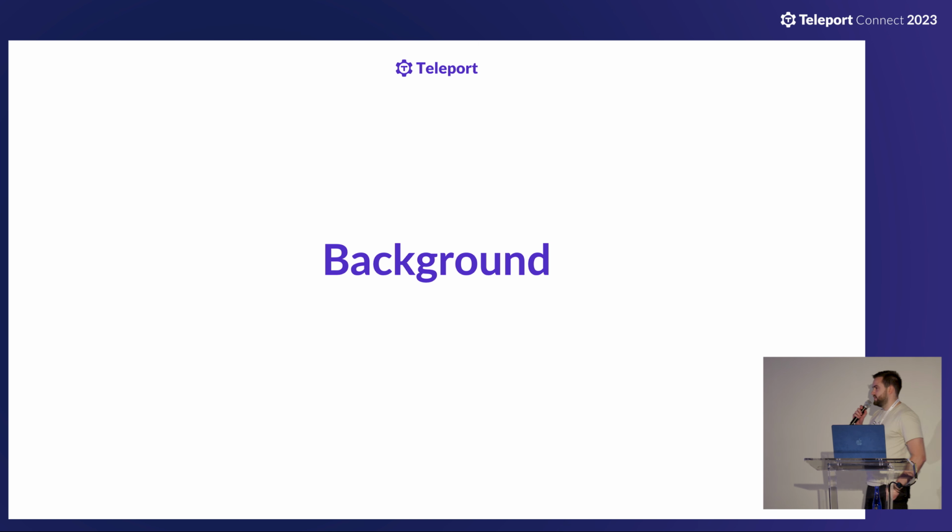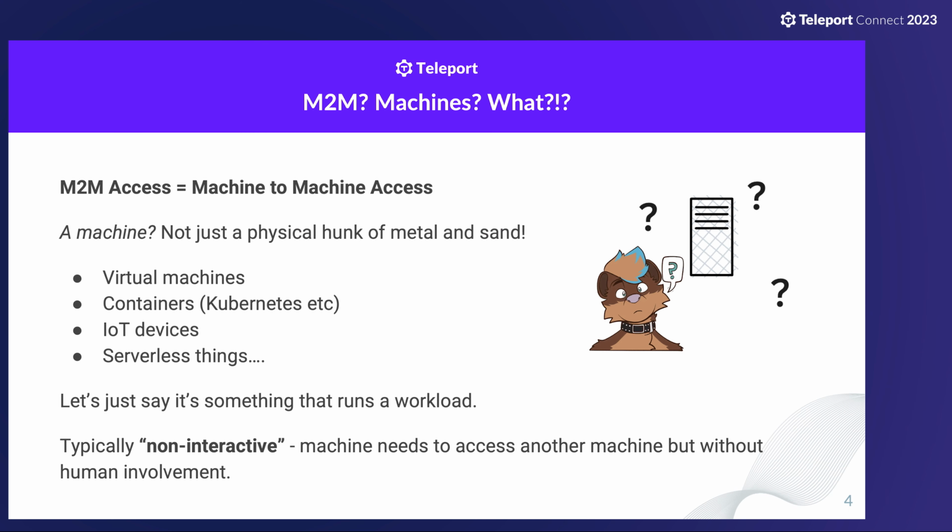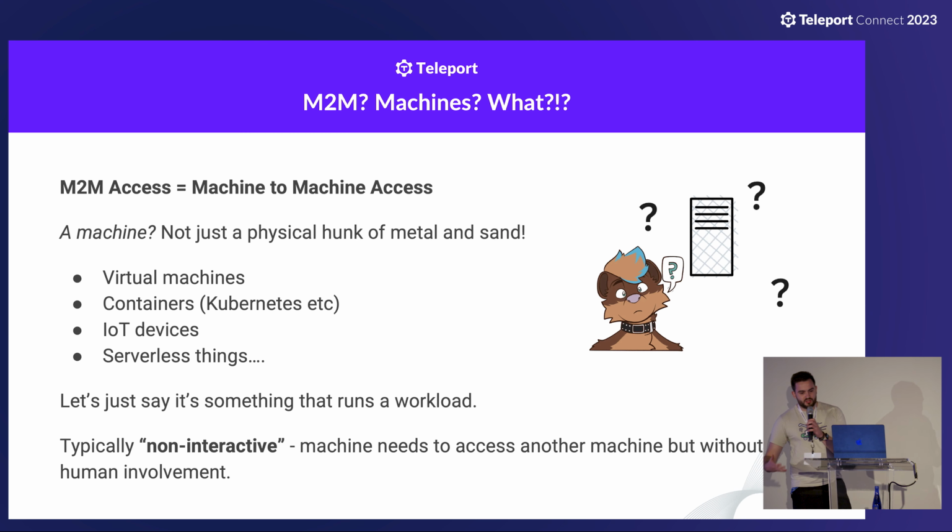Before we can talk about Machine ID, we have to talk a little bit about the space that it operates in, and that is machine-to-machine access. We have to talk about what is a machine. We're no longer talking about that physical box we keep under our desk or in a server rack somewhere. We're talking about virtual machines, containers and IoT devices. And now, these days, we're even talking about serverless. It may well be easier to just describe a machine as something that runs a workload, whether that be an API or some kind of other automation that you've developed.